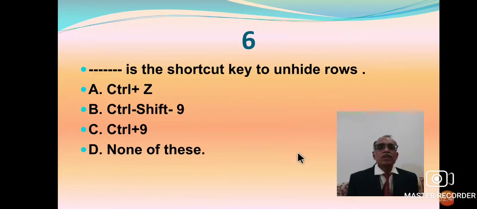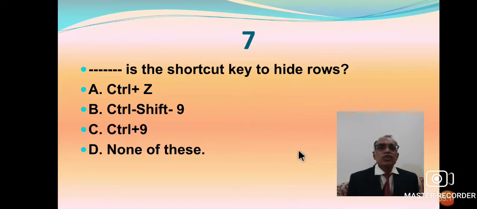Question number 6. What is the shortcut key to unhide rows? A. Control Z, B. Control Shift 9, C. Control plus 9, and D. none of these. So here the correct answer is B, Control Shift 9.